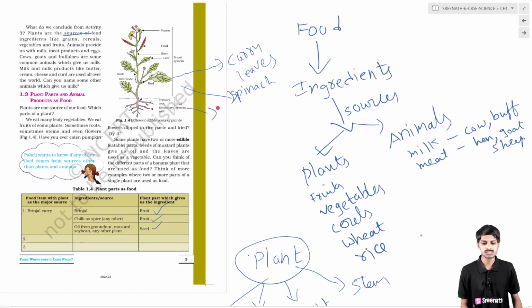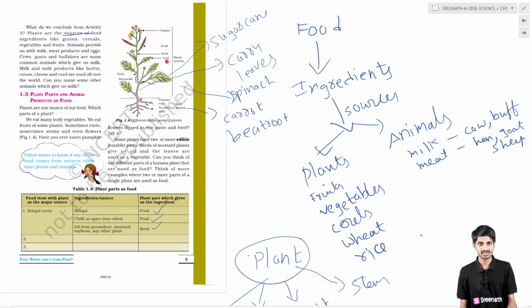From the root system, what do we get? Carrot is a root part. Beetroot is a root part. From the stem, what do we get? Sugar cane. Sugar cane is from the stem. We have covered all parts of the plant. So a plant has different parts, and we use different parts of a plant as food, and different animal products.